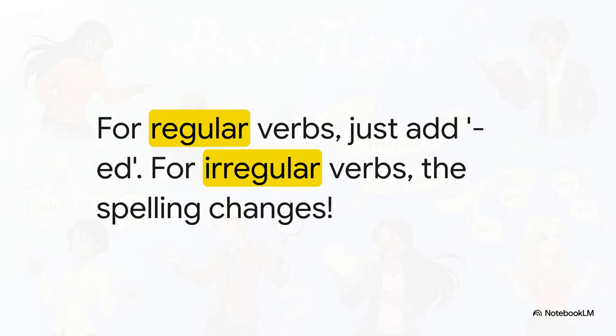For most verbs, which we call regular verbs, you just stick an ed on the end. So walk becomes walked. Easy. But some really common verbs are irregular. Think of them like special agents that totally change their identity. See becomes saw, and go becomes went. These guys are special, so you just have to learn them by heart.